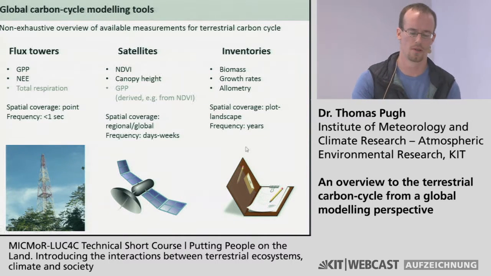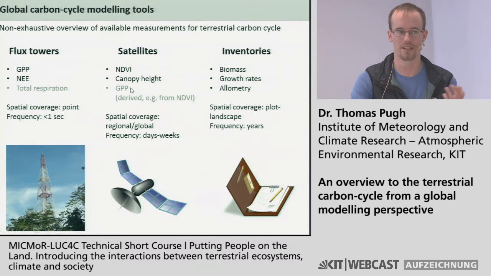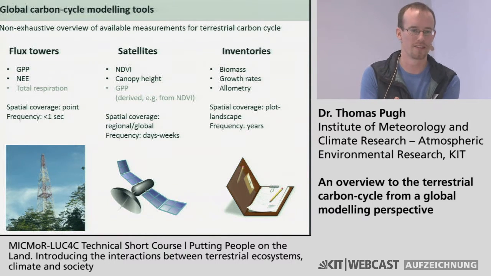On a completely different scale, we have satellite measurements. So we have, for instance, a normalized differential vegetation index. It's essentially an index of greenness. We also have now LiDAR measurements of canopy height, which we can use to derive biomass. And we can also, to some extent, derive GPP, but this is generally derived as a secondary product from other measurements.